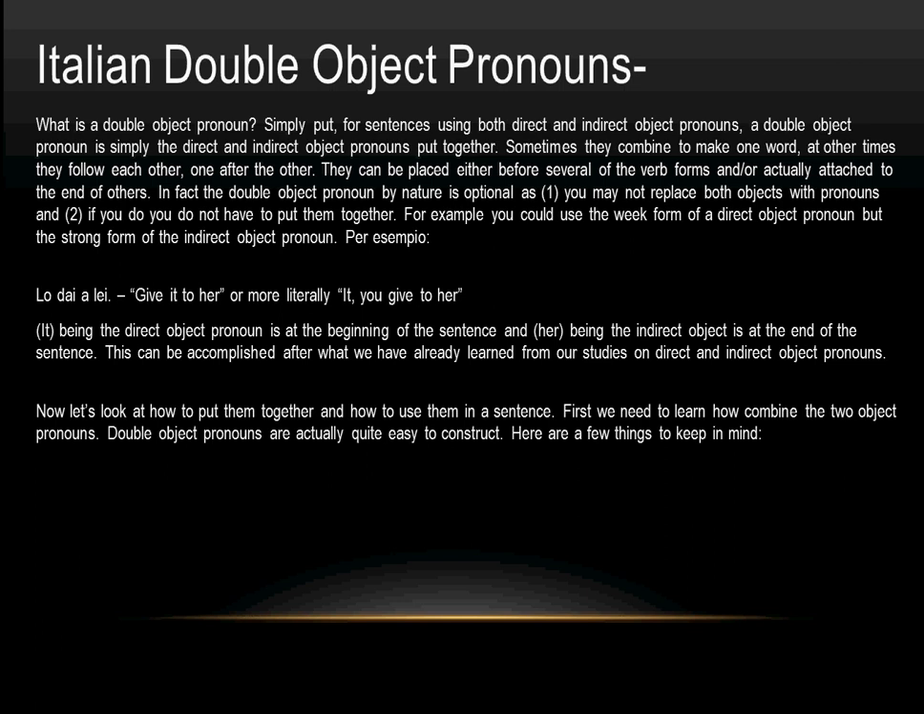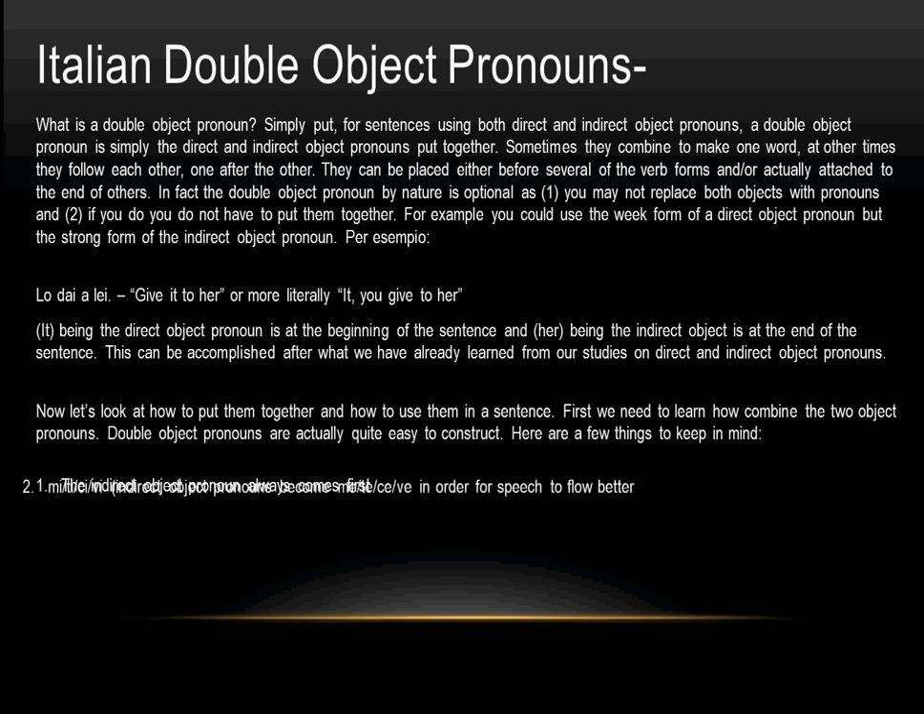Now let's look at how to put them together and how to use them in a sentence. First, we need to learn how to combine the two object pronouns. Double object pronouns are actually quite easy to construct. Here's a few things to keep in mind. One, the indirect object pronoun always comes first.